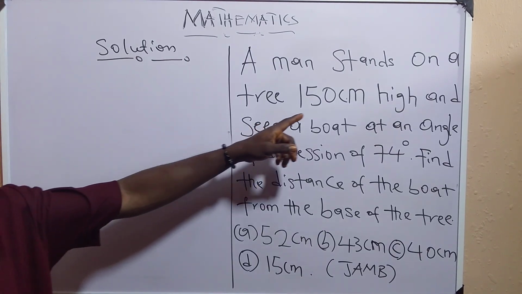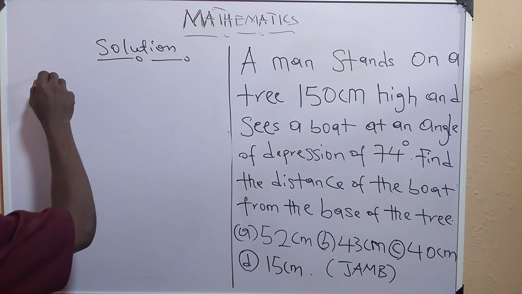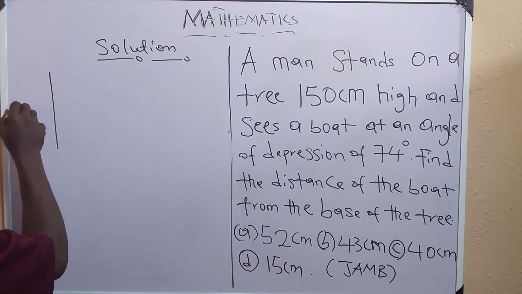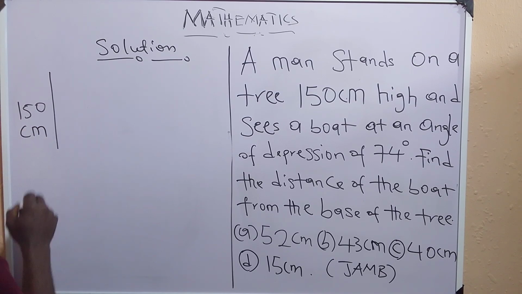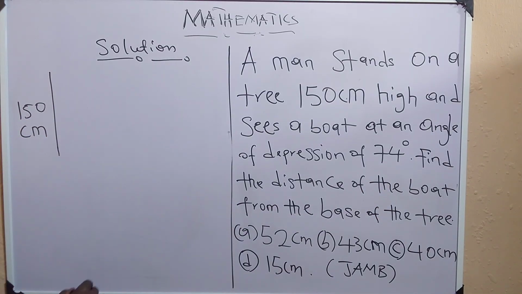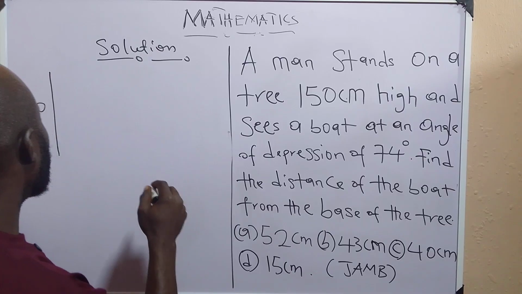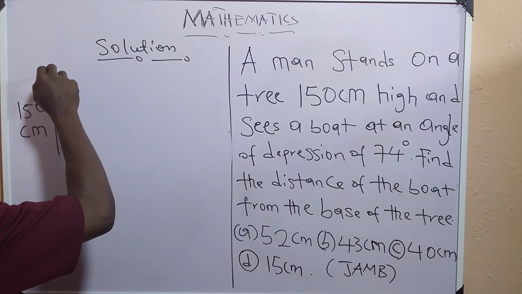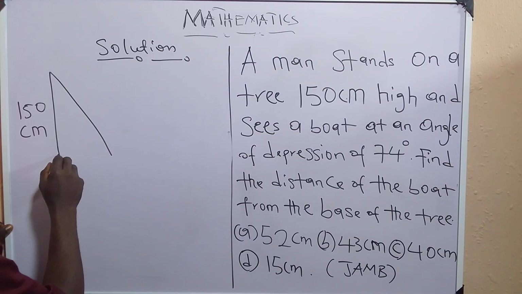They said a man stands on a tree 150 centimeter high, and sees a boat at an angle of depression of 74. Of course, like I told you, this question is under angle of elevation and depression. You form your angle. That is a right angle triangle.